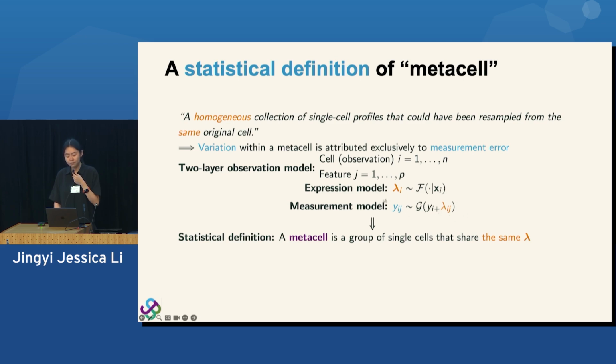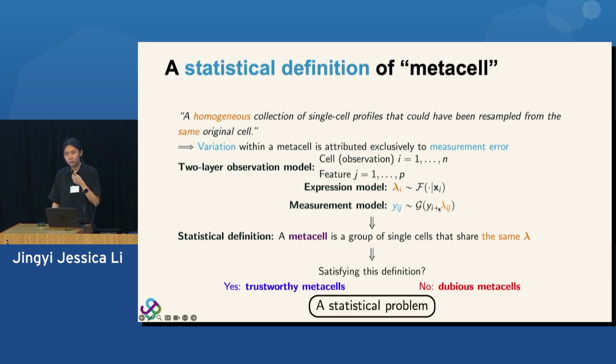So if we believe this two-layer model, then essentially, if we think a metacell represents just one biological state, and the cells in this metacell only differ by the measurement model, then they should share the same lambda, and their differences are only attributed to this allocation step. So then we come up with a statistical test. That is, we can check each metacell to see whether they satisfy this definition.